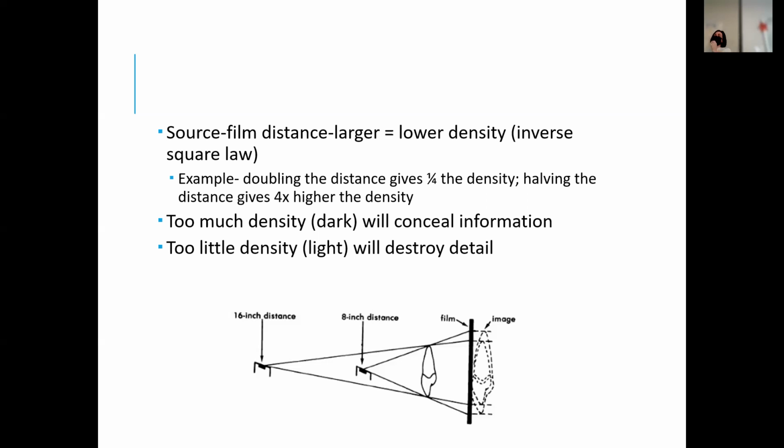Too much density will make a darker film and conceal stuff. It'll hide the stuff you want to see. Too little density will just destroy detail. It'll just whitewash it all.